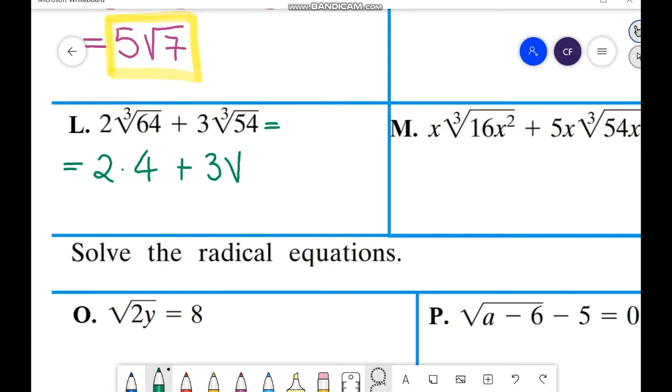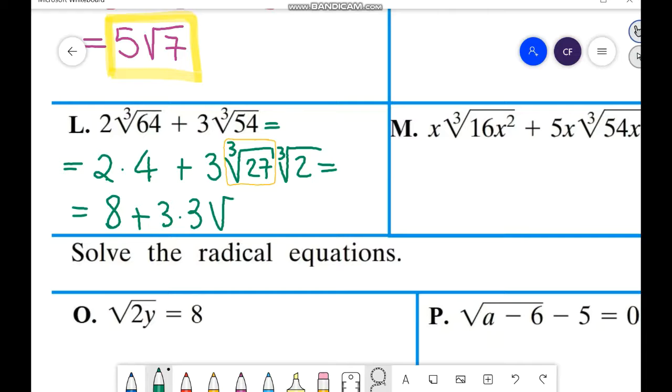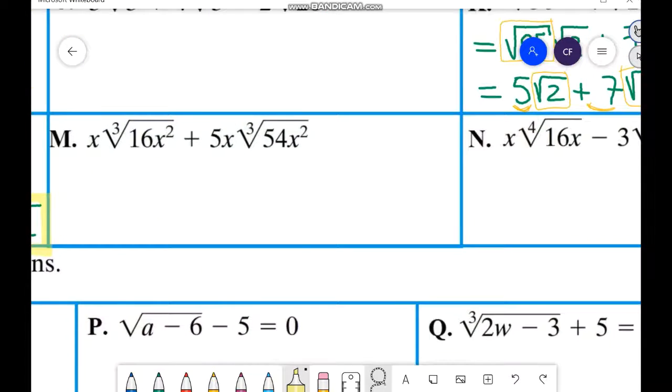And plus 3 times cube root of 54. 54 is not a perfect cube. But you can break it down as 27 times 2. And this is good because we have the cube root of 27. We know the cube root of 27 is 3. So 2 times 4, 8, plus 3 times 3. The answer is 8 plus 9 cube root of 2. Okay? Good. Now let's skip this and move to that one, letter N.